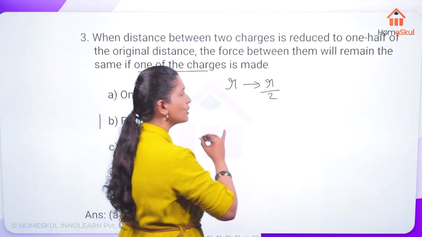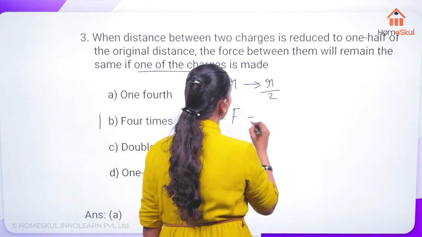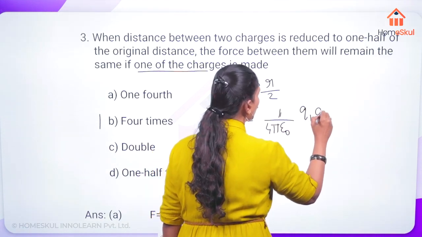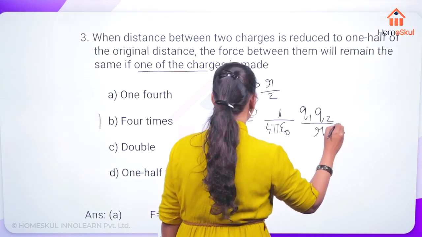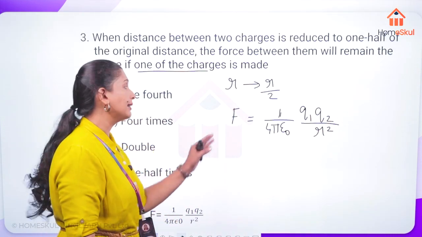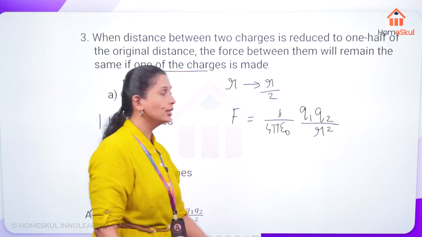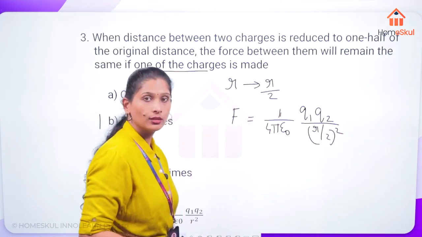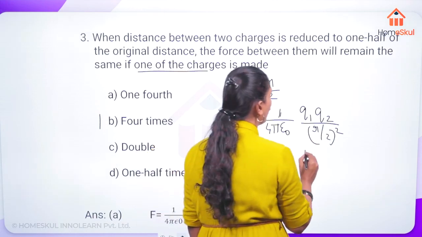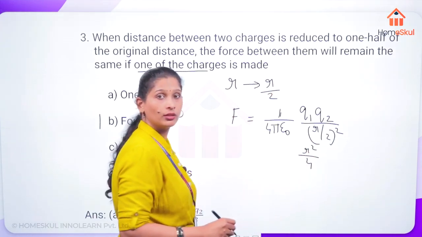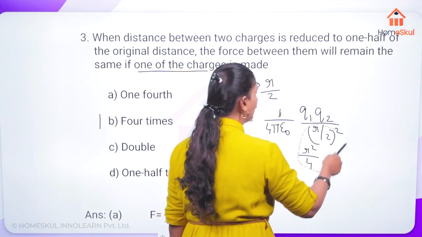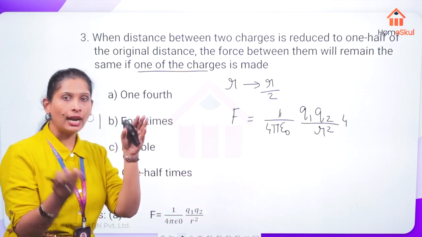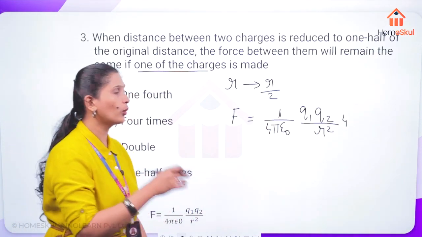Why? Because we know that the force exerted between two charges is F equals 1 by 4 pi epsilon 0, Q1 Q2 by R square. And they have told that the R is made half. That means now the R is (R by 2) square. So, (R by 2) square means what? R square by 4. Right? So, I can write it like 4 into 1 by R square, divided by R square by 4, which can be written as into 4 by R square.